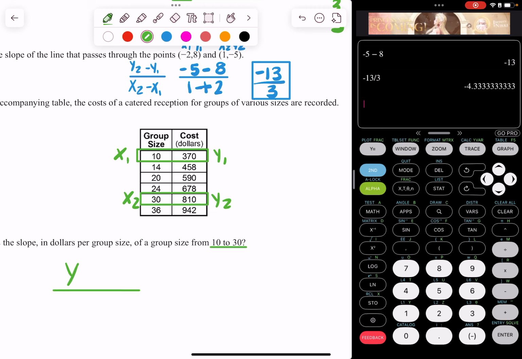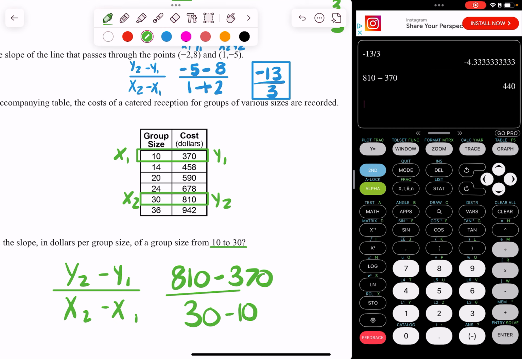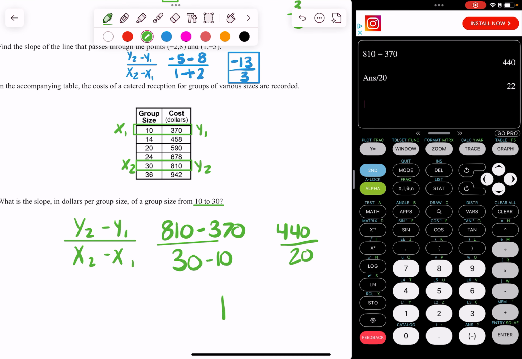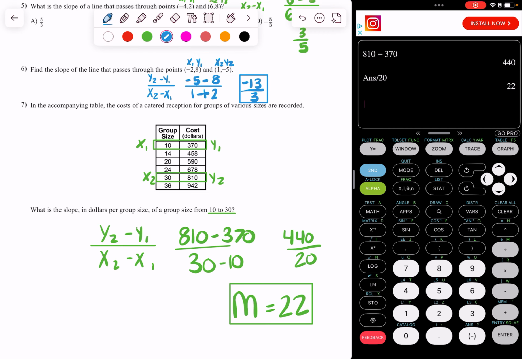So using the slope formula, which will be given to you, but you can also make sure that you memorize it, y2 is 810 minus 370 over 30 minus 10. We get 440 over 20, which just gets us 22. Our slope equals 22. So anytime you are asked to find a slope of the table, if they tell you what values to use, please make sure that you use those values.